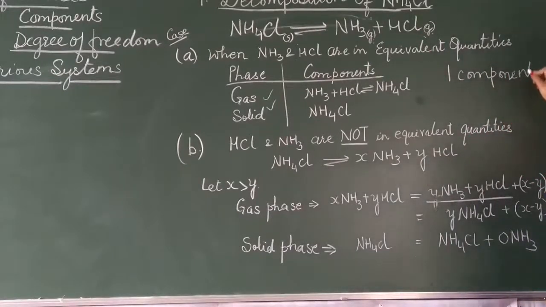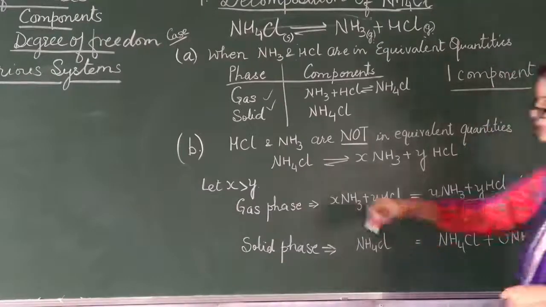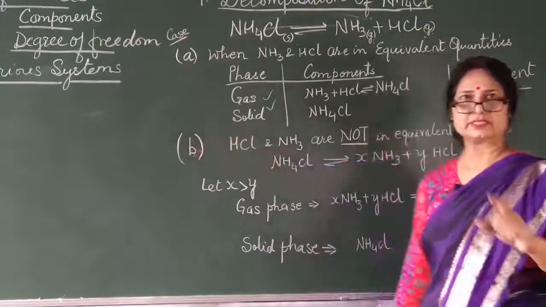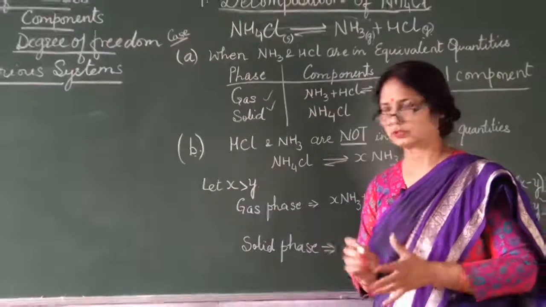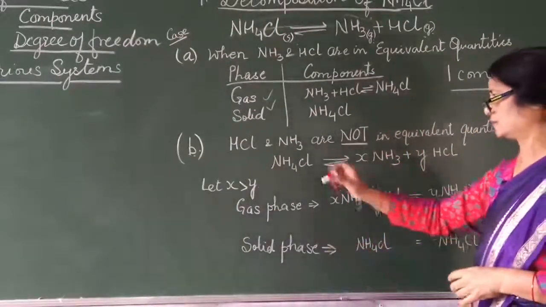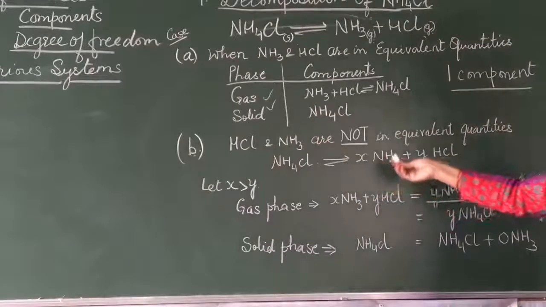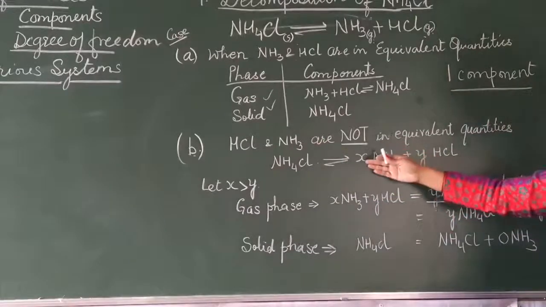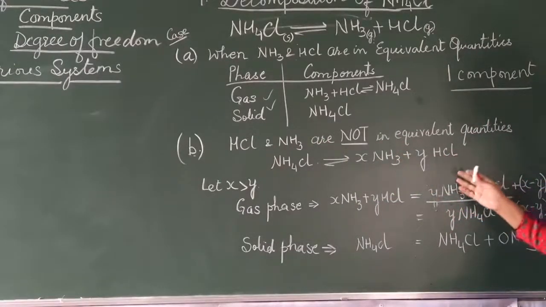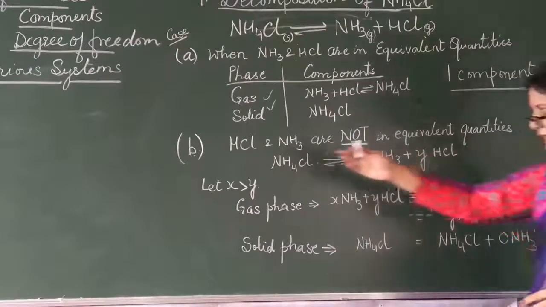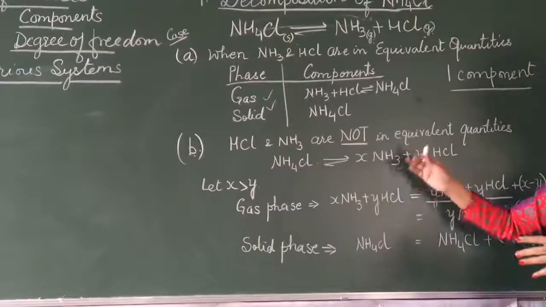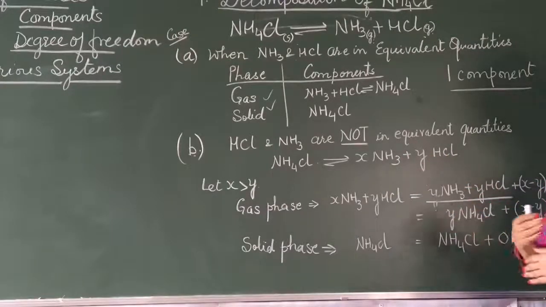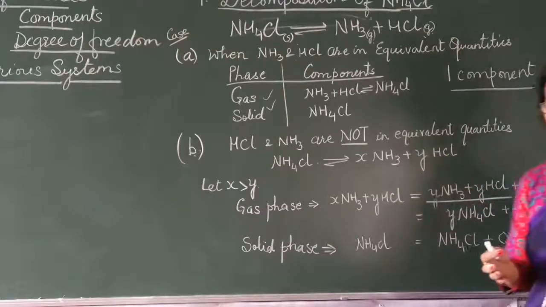Now another case comes when HCl and NH3 are not present in equivalent proportion. Let's suppose NH4Cl is decomposing to give X times of NH3 and Y times of HCl, and that X is greater than Y, which means one of these constituents is present in excess.